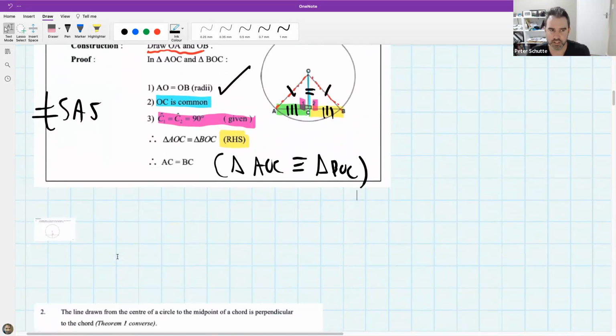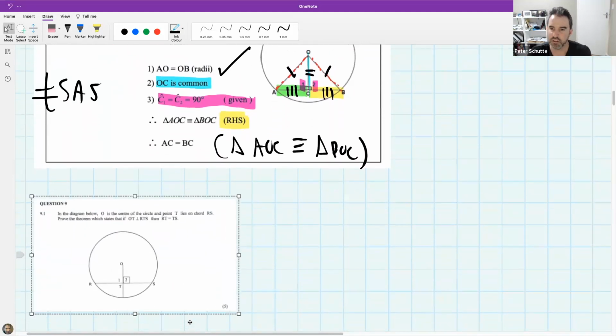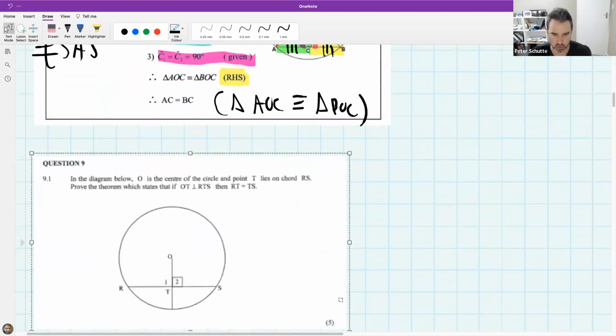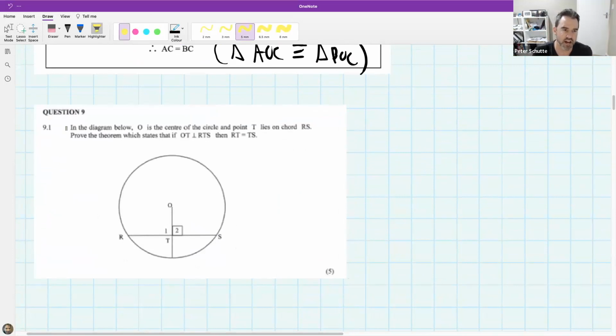Okay, now if you didn't follow it, don't stress. I'm going to give you a chance to practice now. So here is a past exam question. You'll notice it's 5 marks. And in the diagram, it says this is all the given stuff. There is what they give you.